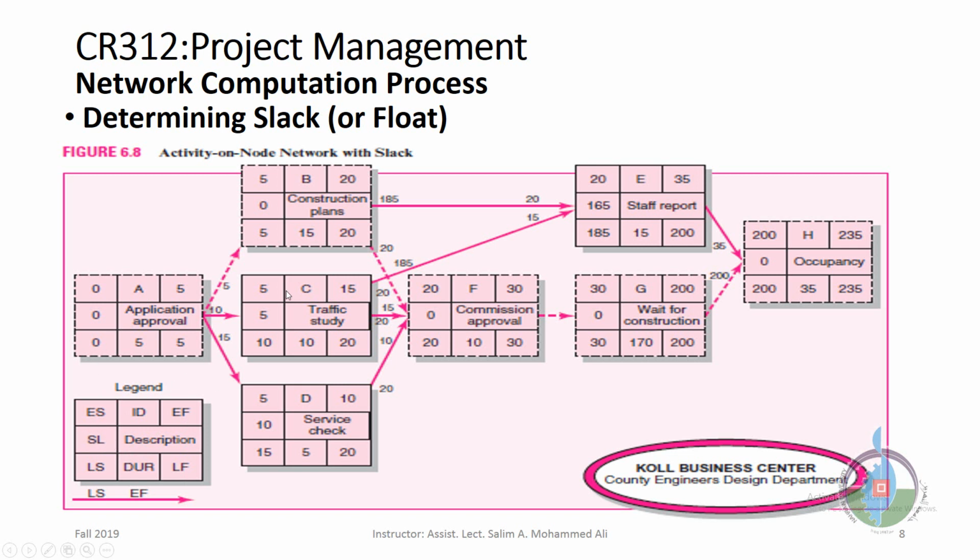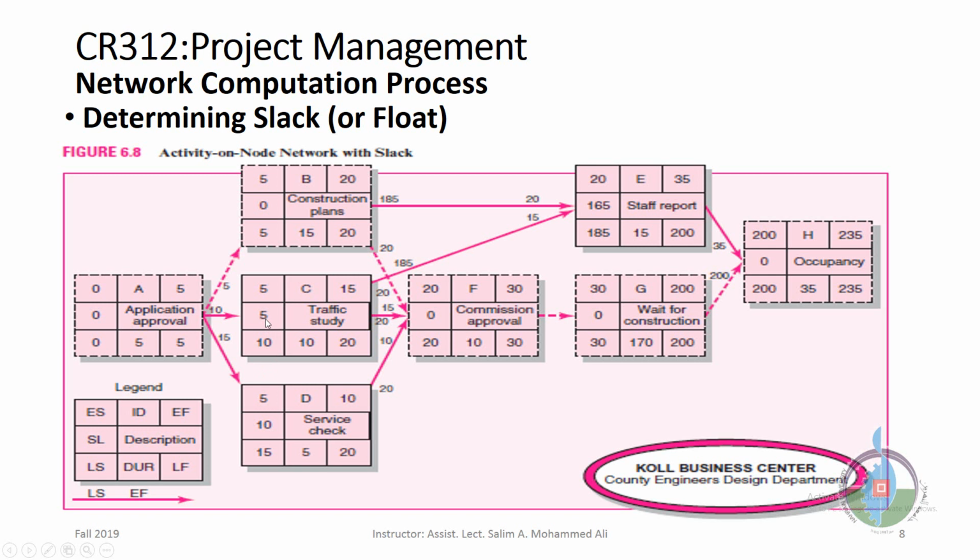For activity B, because it's on the critical path, it should be 0. 20 minus 20, 0. 5 minus 5, 0. For activity C, it has a little bit of slack here. Why is there a slack here? Because if we subtract 10 by 5, it will be 5. Subtract 20 by 15, it will be 5. This means that if we delay activity C by 5 days, there should be no problem for the whole project because it has a slack time of 5 days.